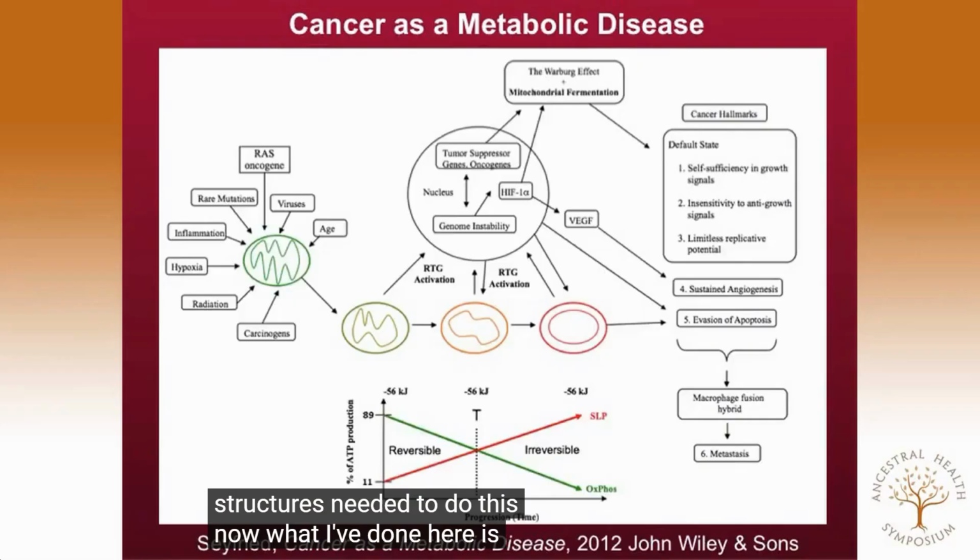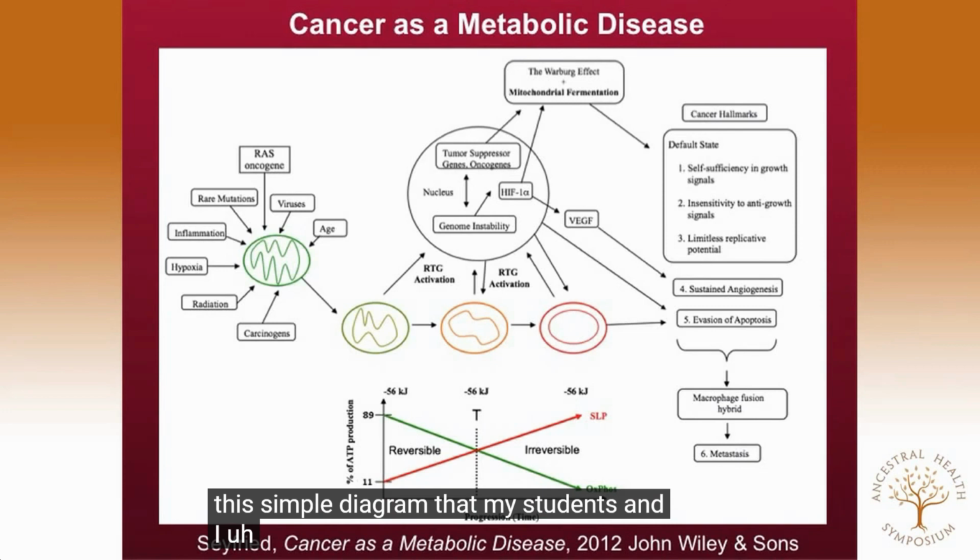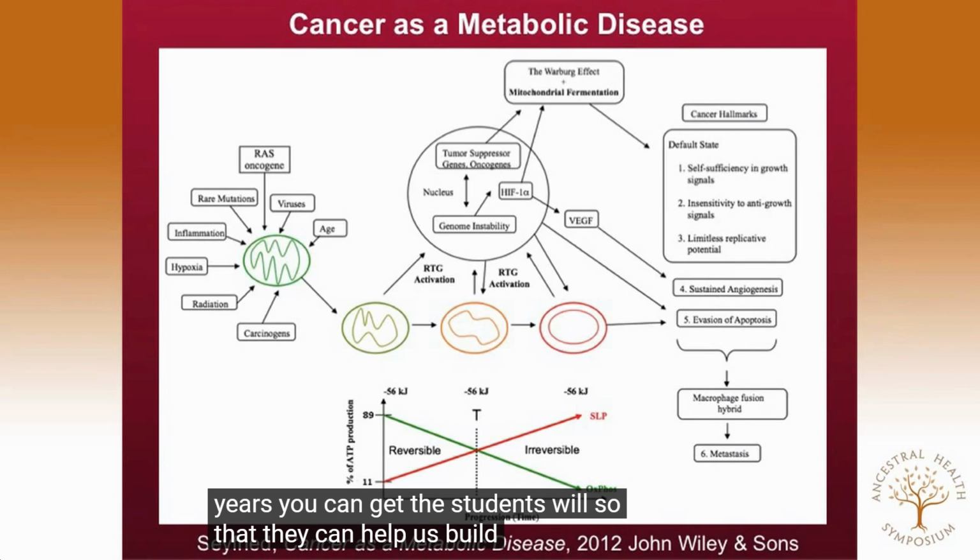Now, what I've done here is just summarize the entire cancer field in this simple diagram that my students and I worked on for about 5 years. You can get the students, so they can help us build this whole thing. Cancer is a metabolic mitochondrial disease caused by multiple different things in the environment, damaging respiration.